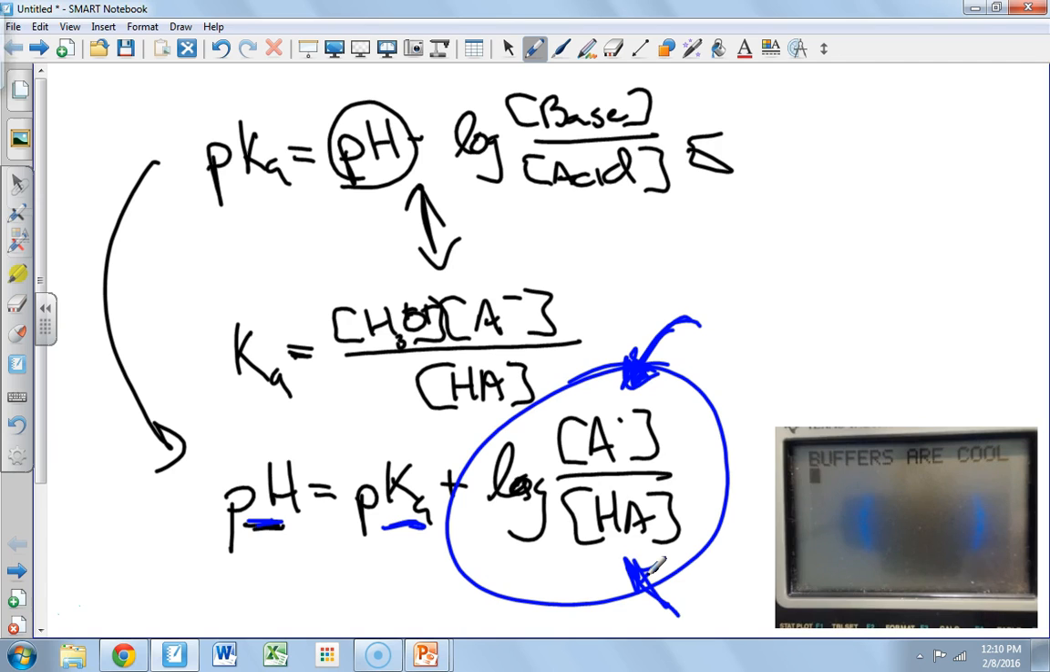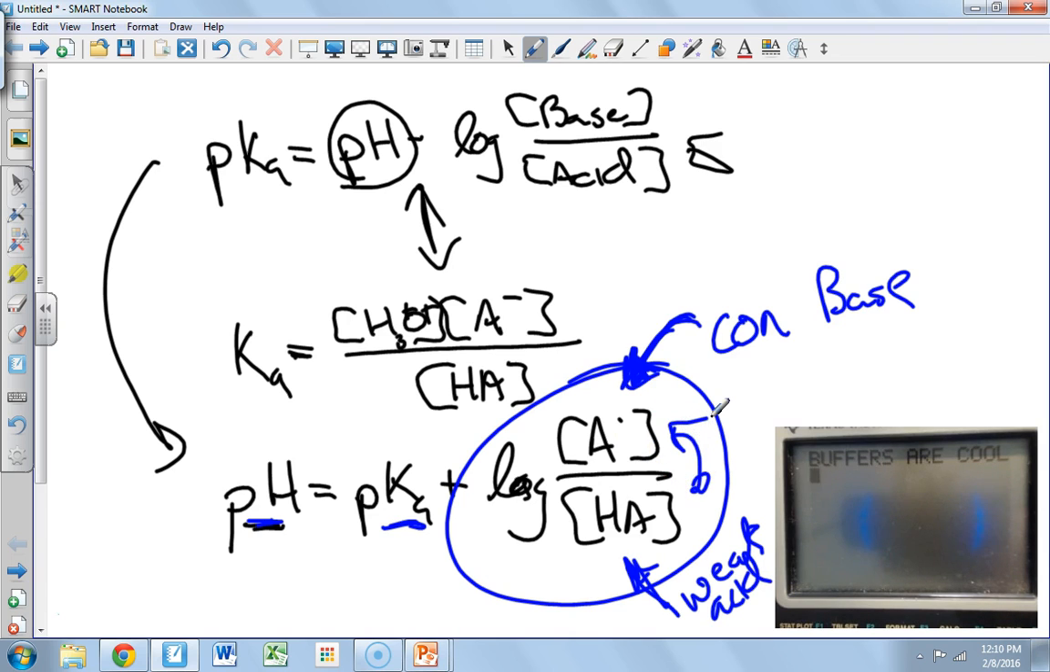We can control the pH of the buffer based on how much conjugate base and how much weak acid there is. By adjusting this ratio, we can control the pH. And that's what the Henderson-Hasselbalch equation does. It allows us to show how this ratio of conjugate base to weak acid controls the pH.